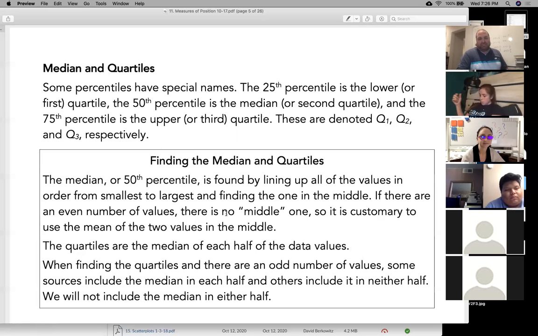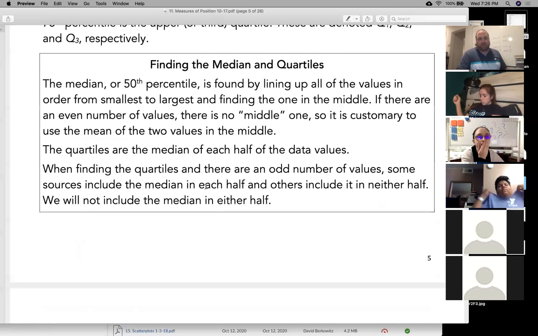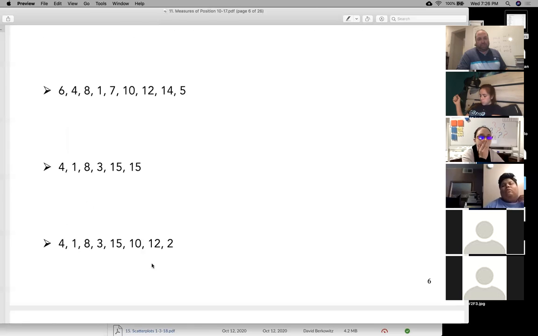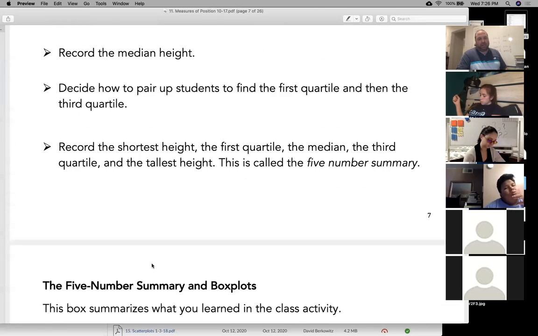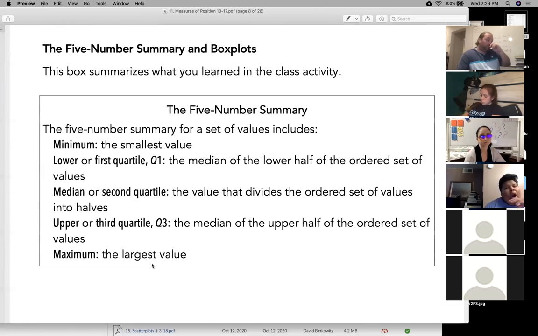Anywho, so medians and quartiles, right? We talked about those. We did lots of examples with them, Q1, Q2, and Q3. Right, here are the examples. We did them, looked them over. And then we had the 5-number summary, which are the 5 numbers, the very smallest, Q1, Q2, Q3, and the maximum. We did all of those.